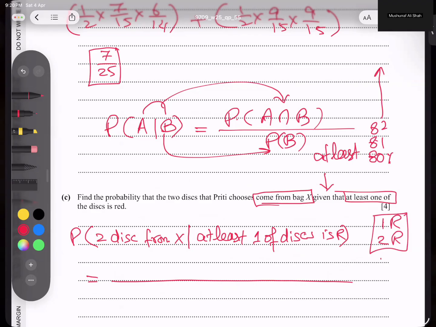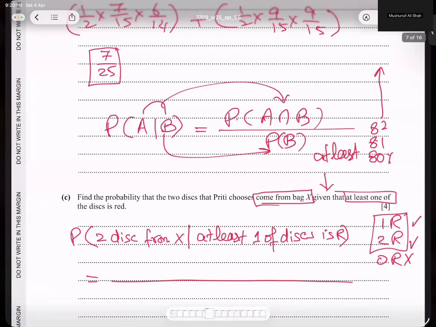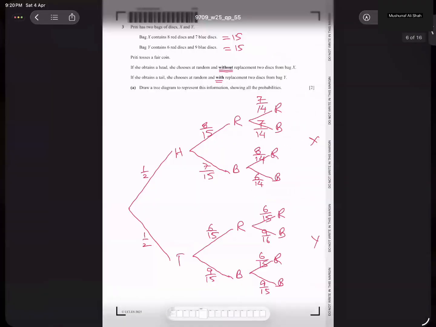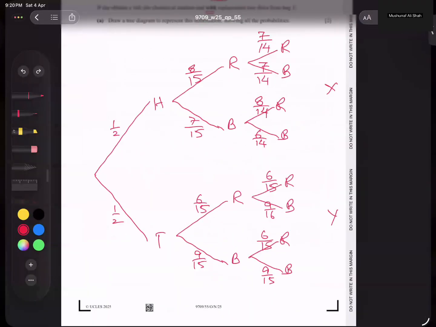But make sure 0 red I don't need. So I need those branches in which 1 red comes, 2 reds come, acceptable. But the 2 zeros is not acceptable. So make sure, okay, 0 reds is not acceptable. 1 red acceptable and 2 reds acceptable. Go back to the definition or diagram. So let's try to do it.